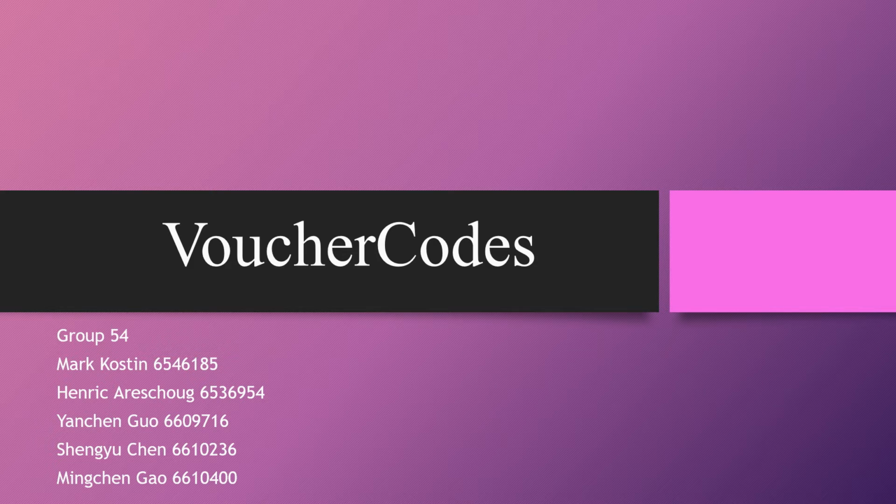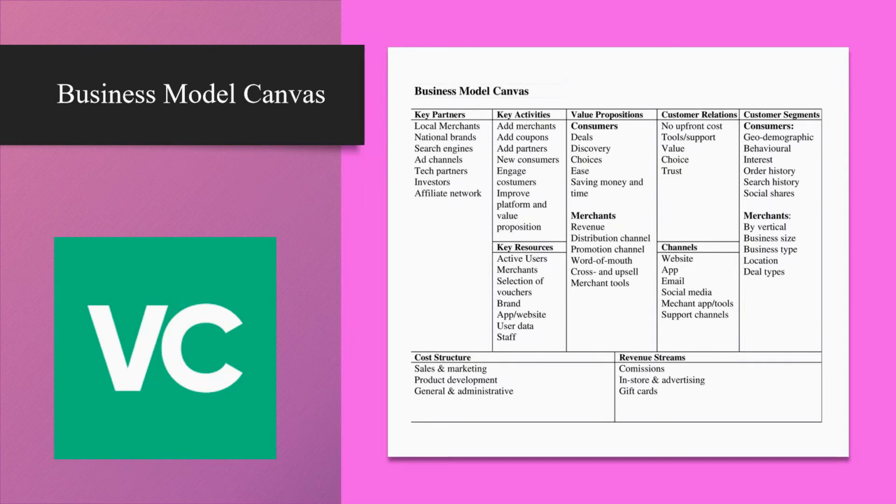Our topic is Voucher Codes, a UK-based coupon code e-commerce company. To start with, our member Mark will introduce the business model of Voucher Codes. The business model provides conceptual strategy execution and the alignment of strategies to business processes. A business model provides logical insight about the methods and procedures that enterprises use for creating value for customers.